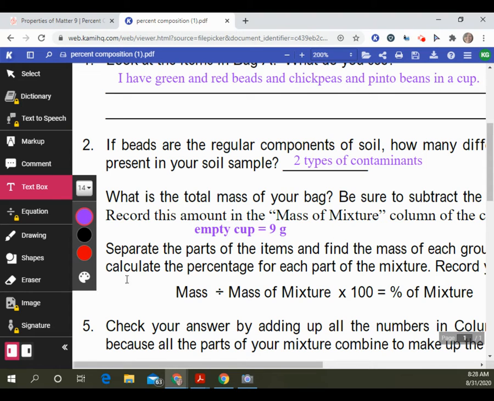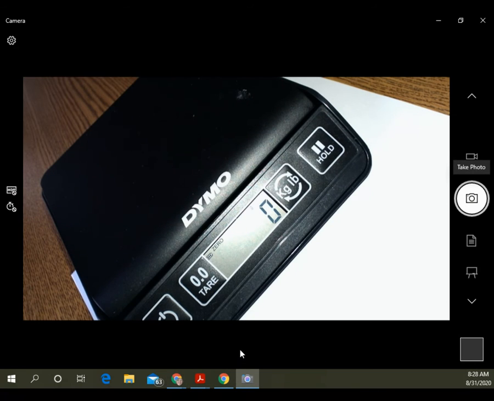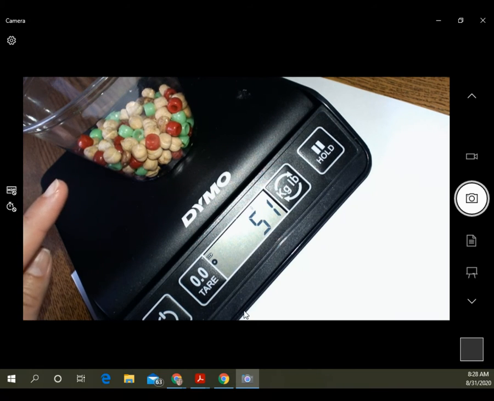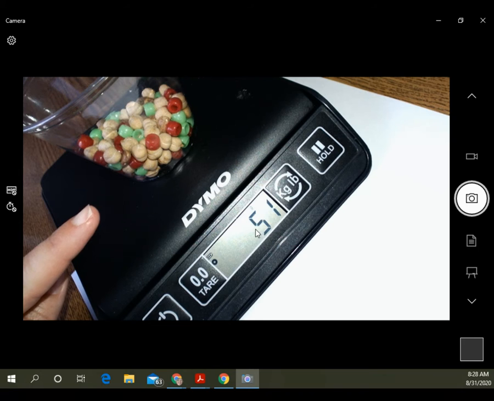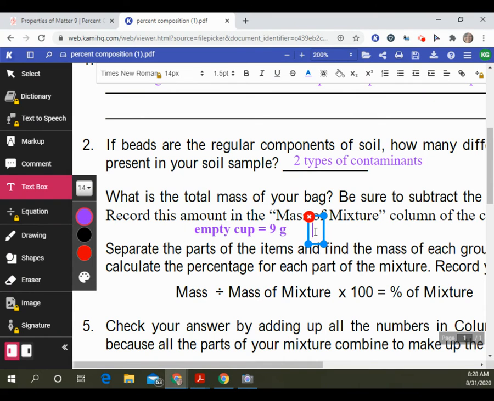All right. But it asks for what is the total mass of the bag. So we're going to come back to the camera. We're going to take the empty cup and see what the total mass, the whole thing, is. So 51 grams is the whole mixture. I'll come back and we're going to type mixture plus cup equals 51 grams.